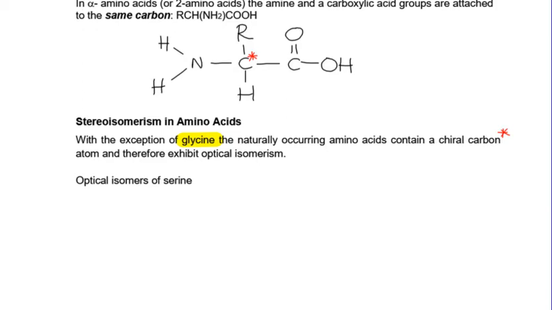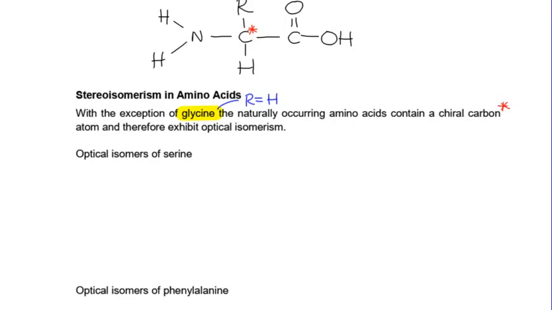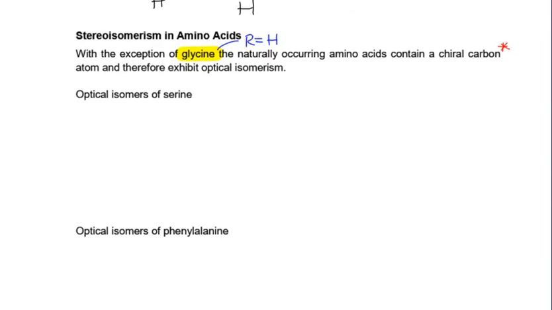And the reason that glycine is not chiral is because the R group in glycine is just the H. So you've actually got 2 hydrogens attached to that carbon, therefore it does not have 4 different groups. What we're going to do now is try to draw optical isomers of serine.